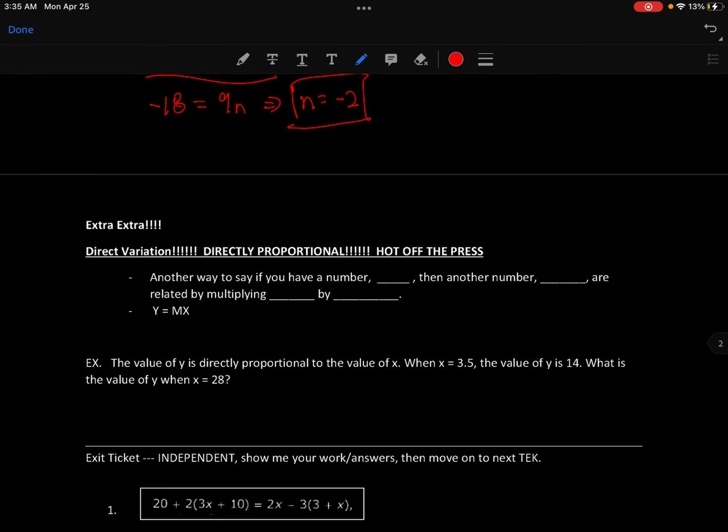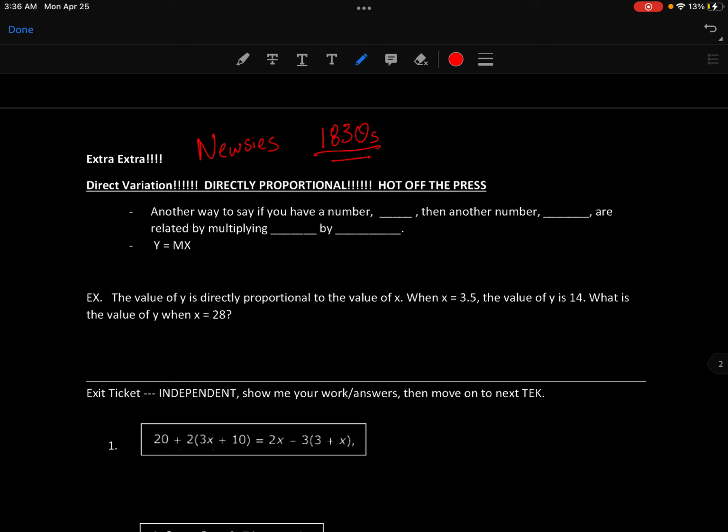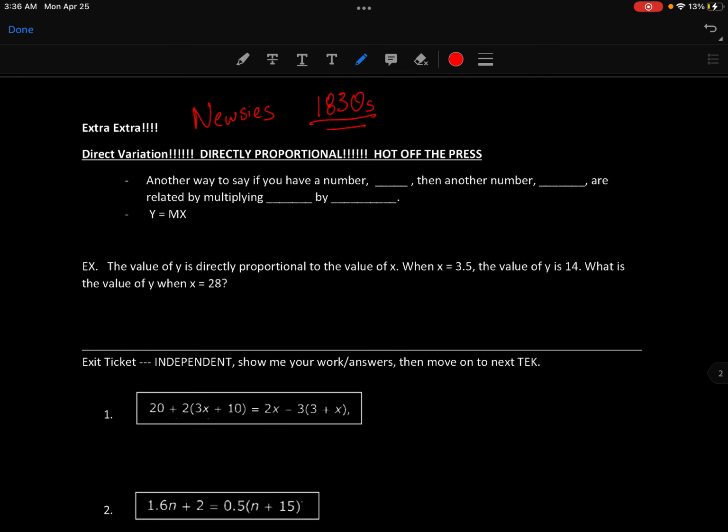I have something extra. So extra, direct variation, directly proportional, hot off the press. I know, that was lame. But this is a reference to Newsies during the 1830s. I don't know if you guys covered that in history class, but they were newspaper boys that sold paper to people.